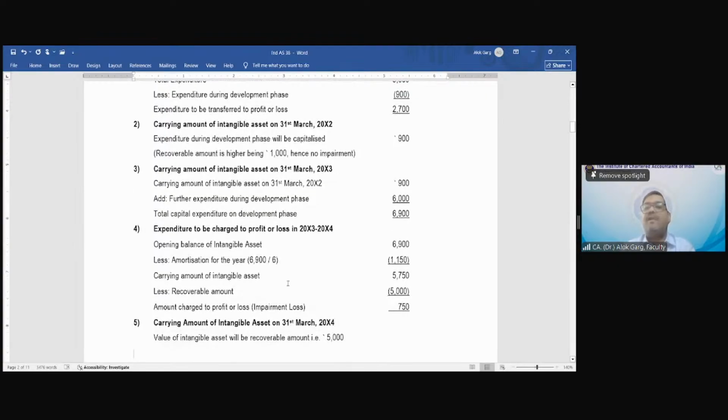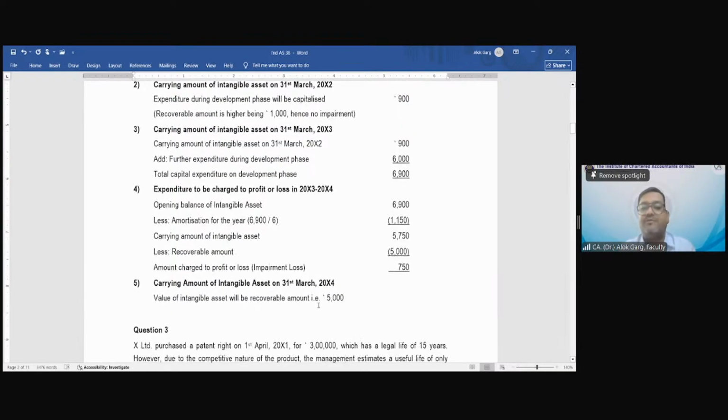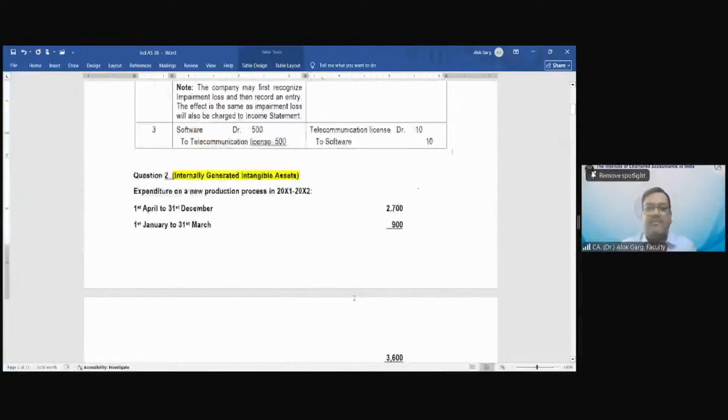Expenditure to be charged to P&L in 3-4. What is the opening balance of intangible assets? 6,900. Amortization 1150. Carrying value 5,750. Recoverable value 5,000. So amount charged to P&L 750. What is the carrying value of intangible asset as on 31st March 20x4? The value of intangible asset will be the recoverable amount, that is 5,000. Okay. Is that clear? We have already solved the answer. Yes, sir. Clear in mind, sir.